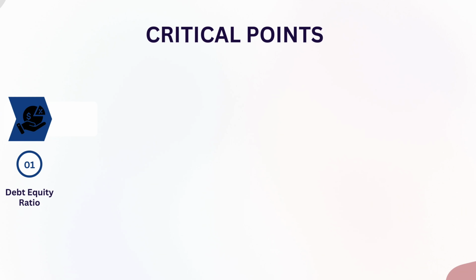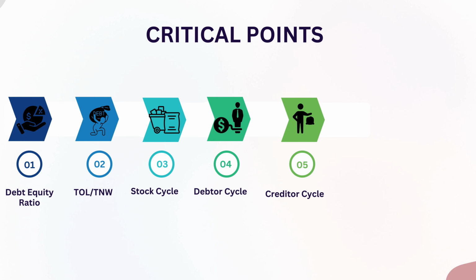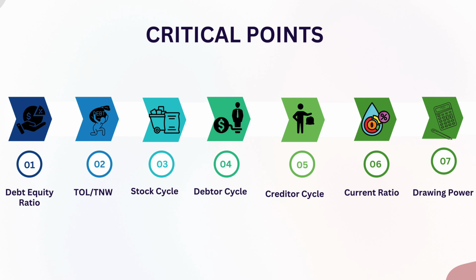In this video, I'm not going to teach you the entire process of how to analyze the balance sheet. I just want you to understand, when you get the balance sheet for the first time from the party, what kind of major parameters you need to check and what kind of questions you need to ask the party on the basis of the balance sheet. I believe there are 7 parameters that you need to exercise to understand the business model of the firm. These parameters could be debt equity ratio, TOL and TNW, stock cycle, debtor cycle, creditor cycle, current ratio, and DP limit. Let's understand these parameters step by step.